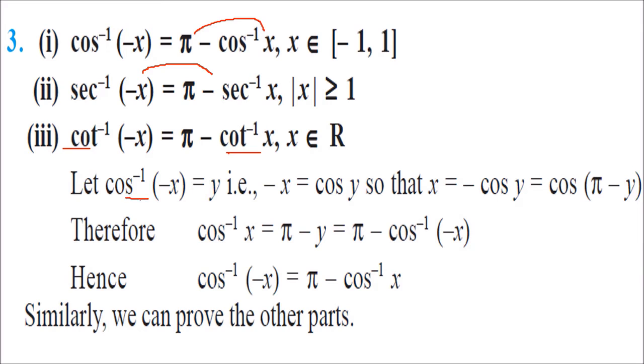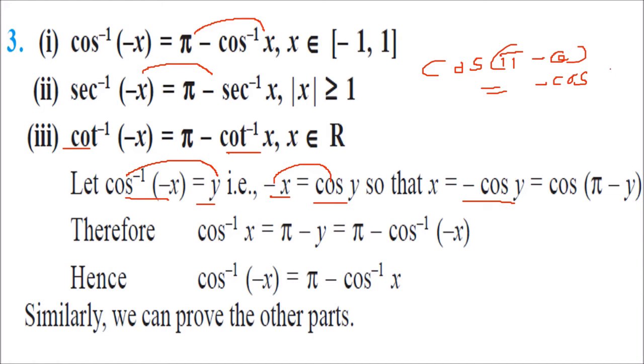Let cos inverse of minus x be equal to y. Now take cos here, so minus x will be cos y. Take minus here: x will be equal to minus cos y. And we know that cos of pi minus theta is equal to minus cos theta. So if you take the minus inside, you can just write it as cos of pi minus y. Now take cos inverse here, so cos inverse x will be equal to pi minus y.